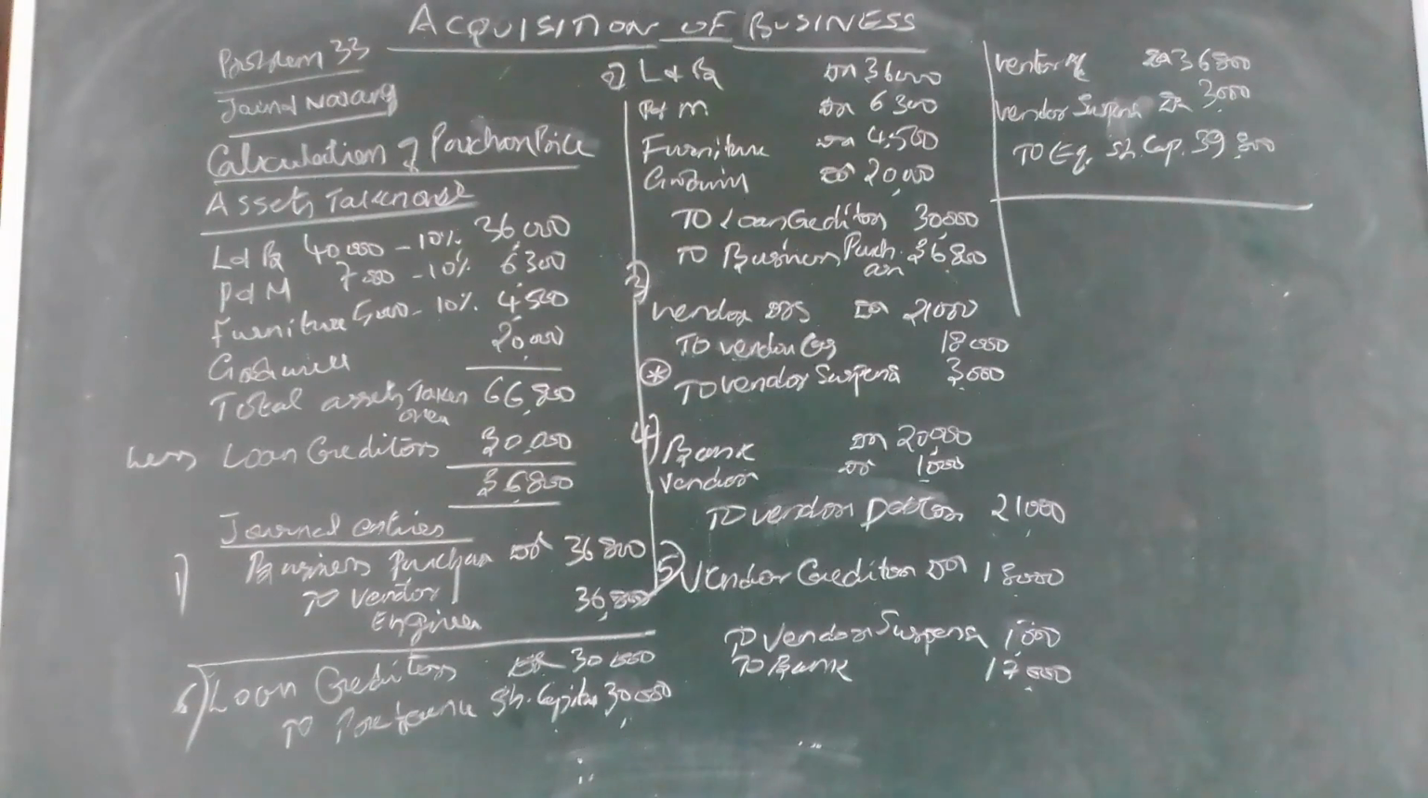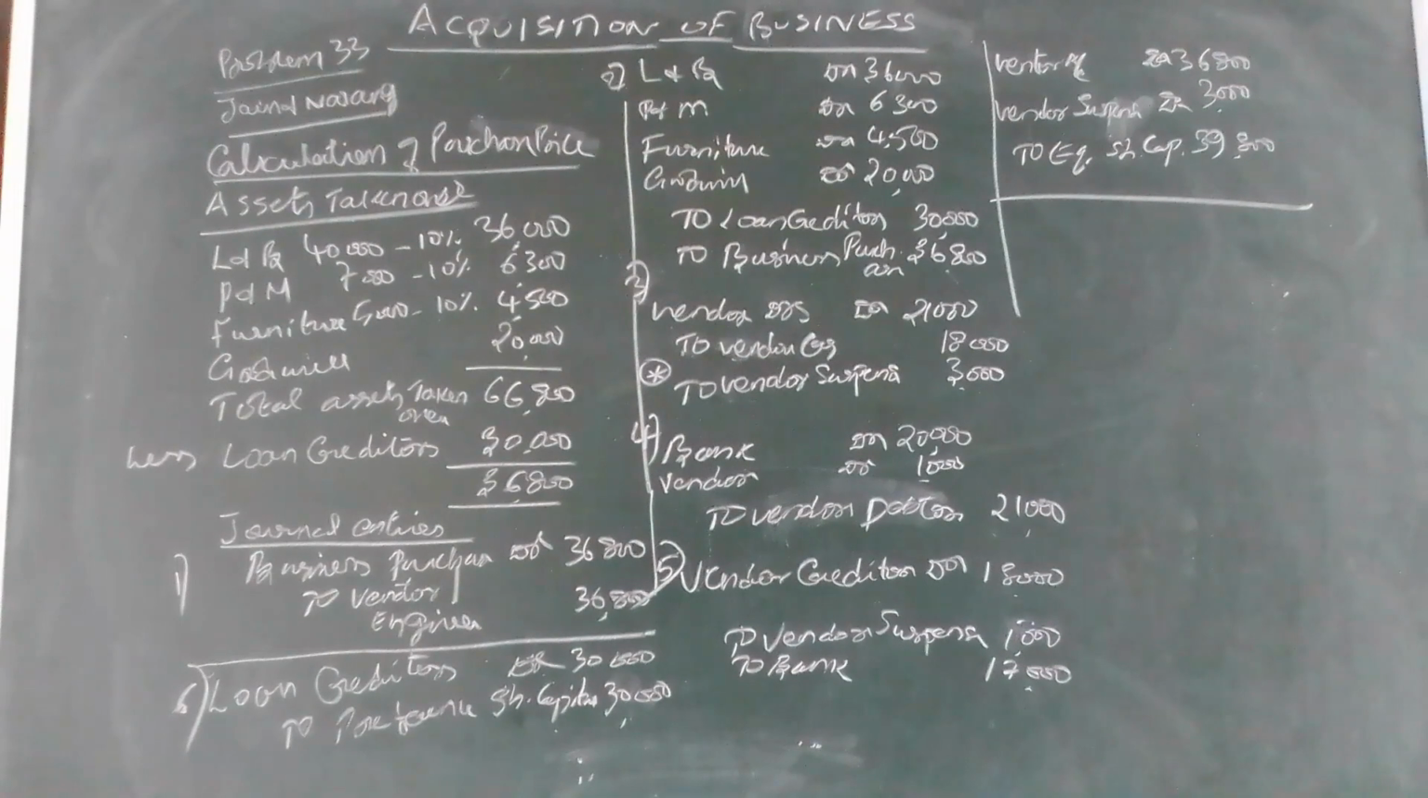Then we have to take journal entries. So opening entries we should pass. You know very well, first, when we are opening the books of accounts, the first entry is business purchase account debtor to vendor. Here the vendor is Engineer, a person, so we can pass vendor, or straight away we can put the name of the vendor. Then another one is assets and liabilities taken over. For that we pass the entry.